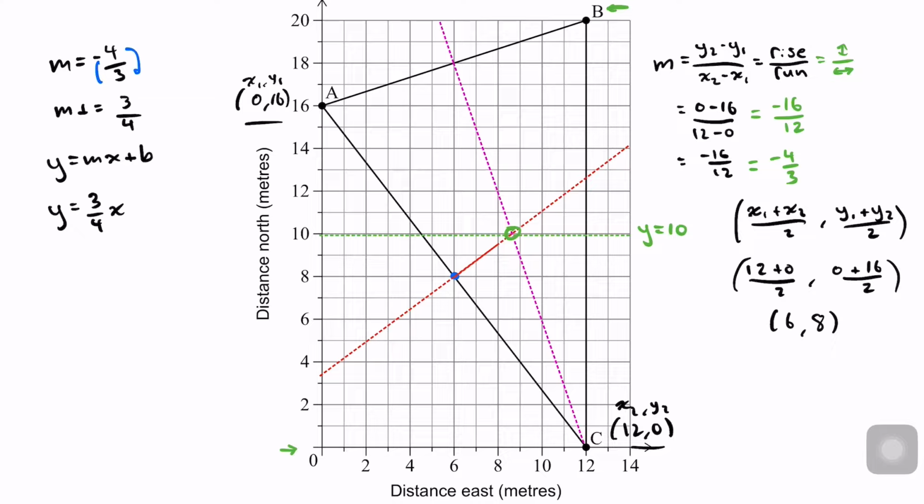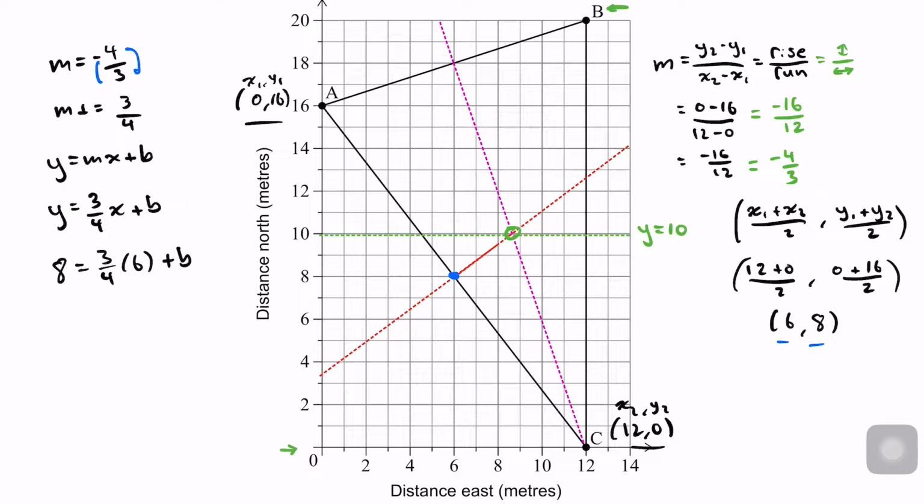3/4 x plus b. Now we've got 3 unknowns, but we do actually know one point on the line. And remember, if a point is on the line, then it satisfies the equation. So let's go ahead and substitute the midpoint, which we found earlier. So we know y is equal to 8 when x is equal to 6. And now we've reduced 3 unknowns to 2 unknowns, and we can go ahead and solve for b, and that would be the last piece of the puzzle.